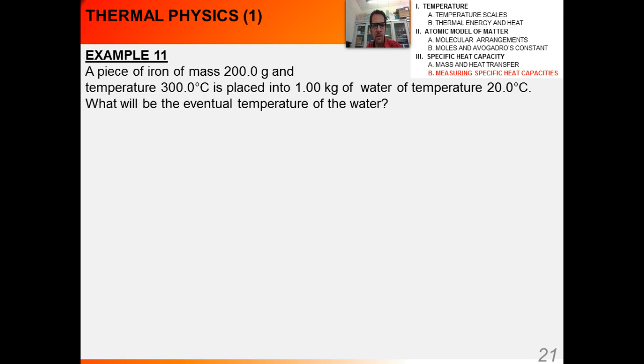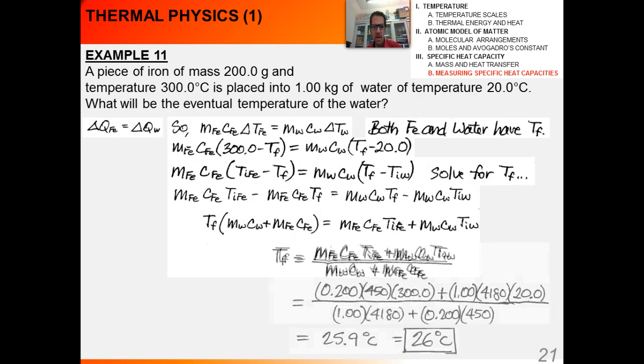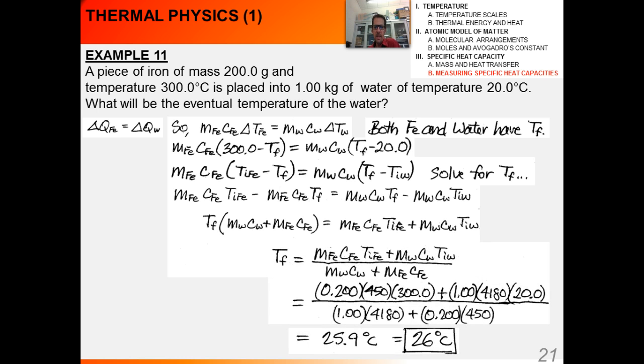Try this one on your own. Same idea, calorimetry. It's maybe a little more complicated algebraically. You have to do some fancy algebra, nothing you guys can't handle. I got about 26 degrees Celsius for the eventual temperature of the water. So you see the concepts here of specific heat capacity and how we measure them in calorimetry, pretty straightforward. Again, it all really rests on the foundation of the conservation of energy.